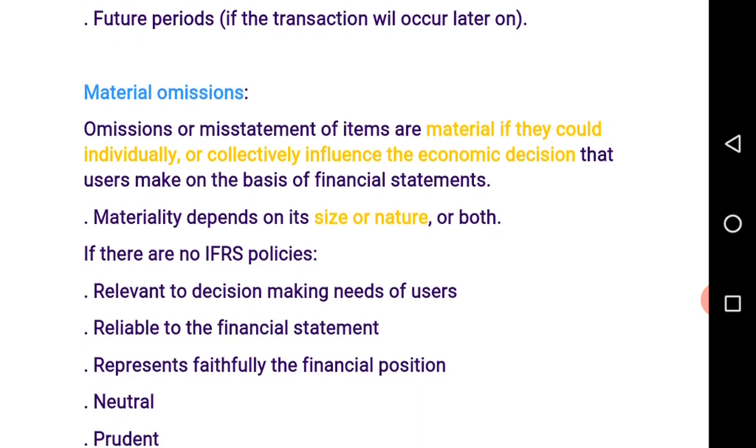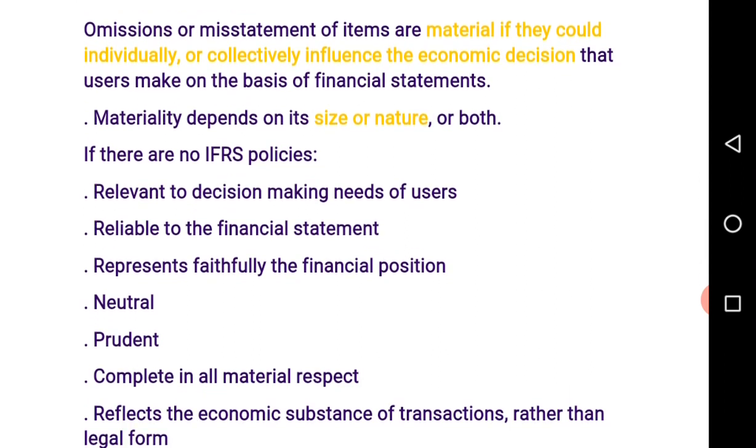Or both, which the aircraft fits into. So it says if there are no IFRS policies, then management can pick information. The first one is relevant to decision making of users, then reliable. For presentation, it must be relevant to the users, then reliable. Third, represents faithfully the financial position of the company.